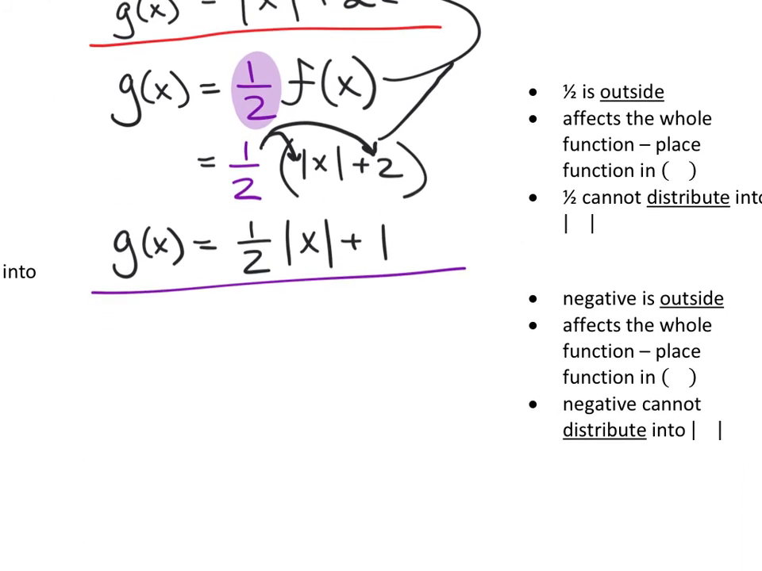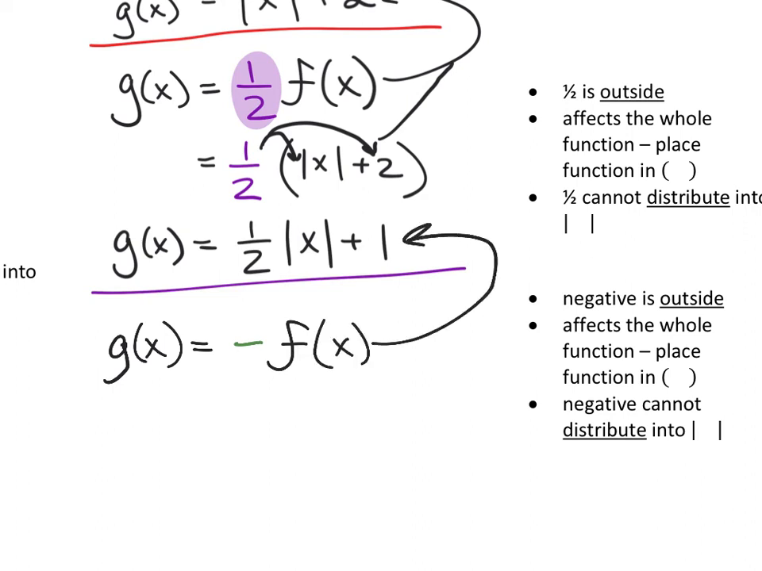The last thing it tells me to do is to reflect it in the x-axis, which means that negative sign goes in the very front of the function that I'm using. But remember, it's going to be this one that we just paused on. Which means there's a negative in front of a set of parentheses, and I have 1/2 absolute value of x plus 1. That's the function I just had. That's where I'm getting it from.